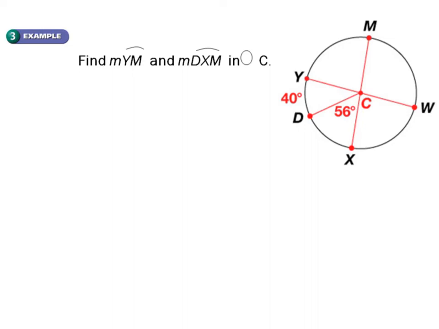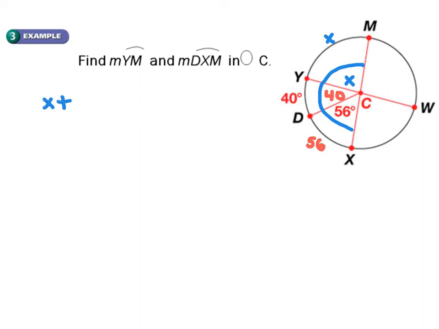Our next example just asks us to find the measure of the arcs. So if we start by indicating what we know, since this arc is 40, the central angle is 40, and since this arc is 56, the intercepted arc is also 56. Now, the first part is asking us for the measure of YM. So this arc. Now we'll notice if we were to combine all of these arcs together, we could add them all up. Then they should equal 180.